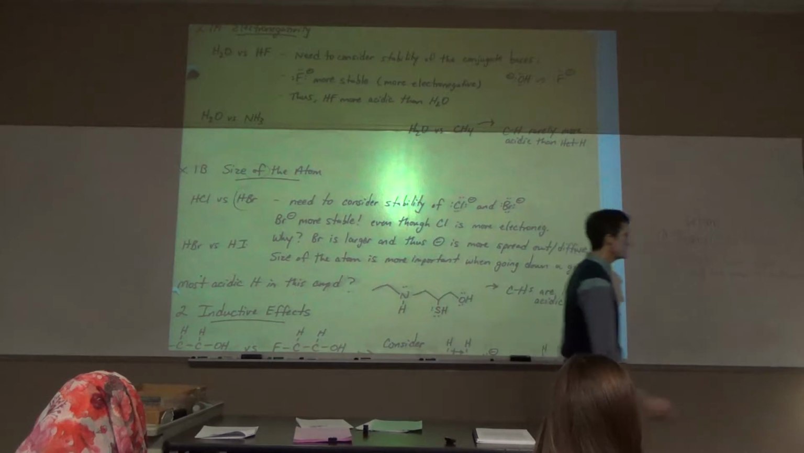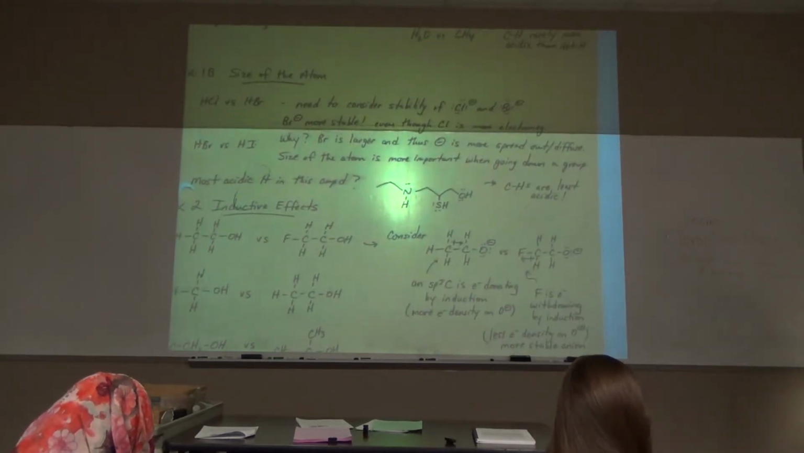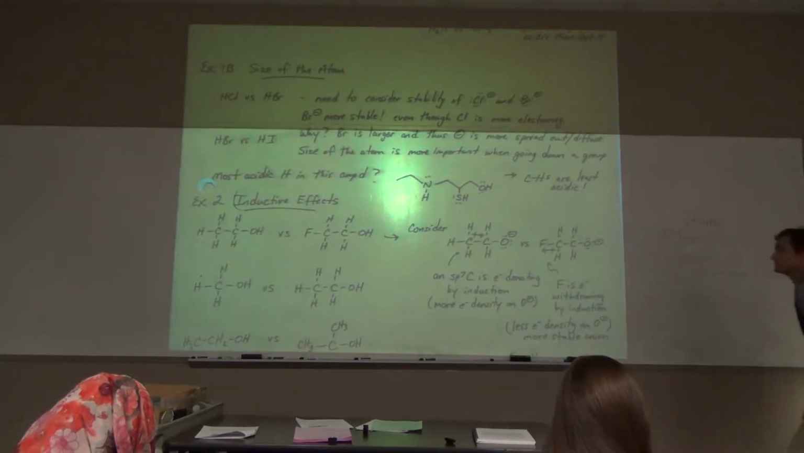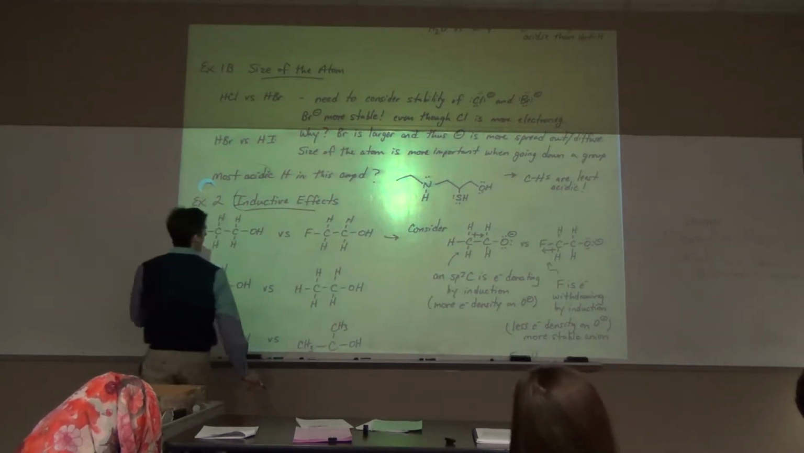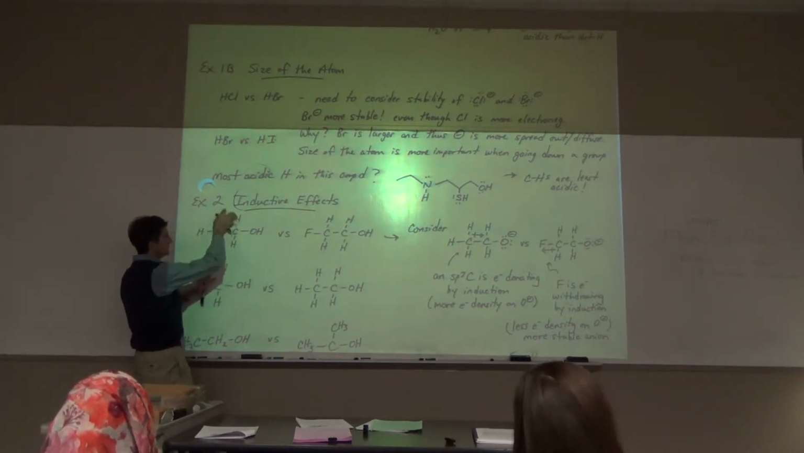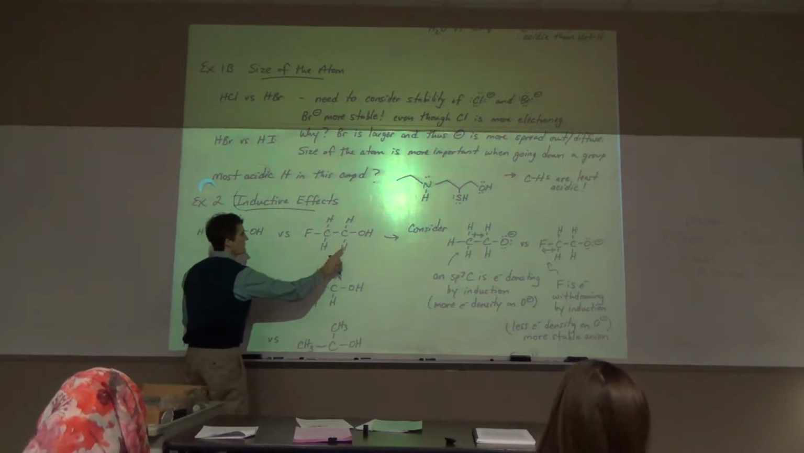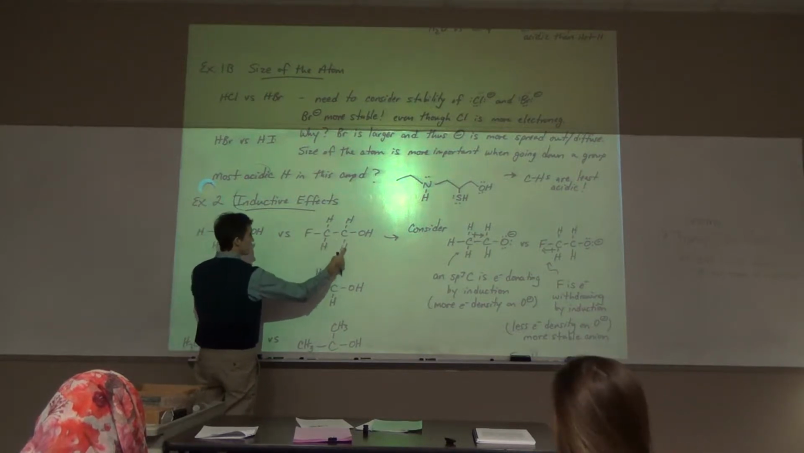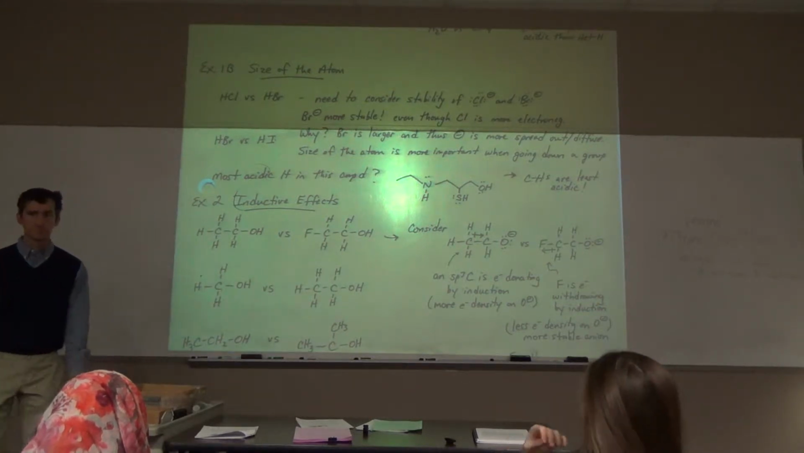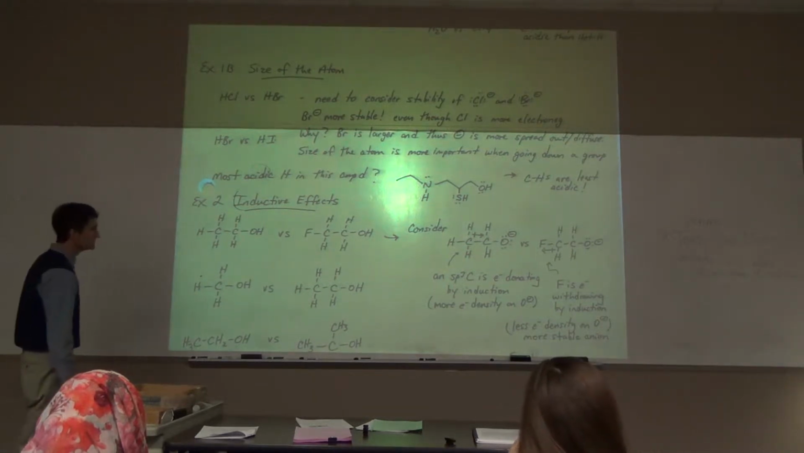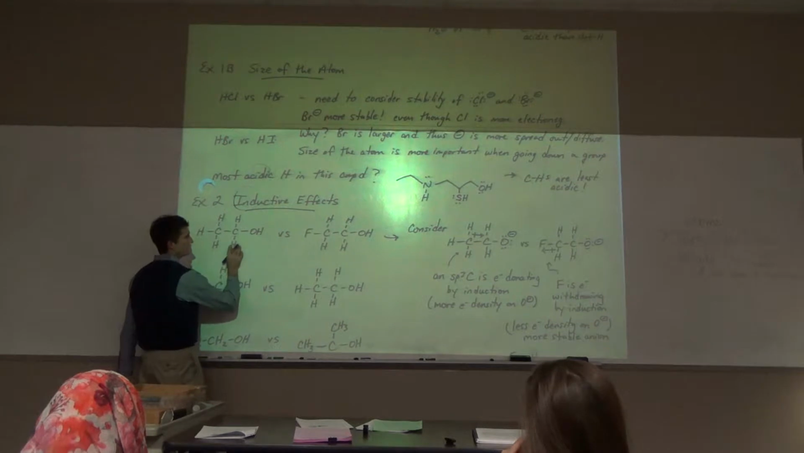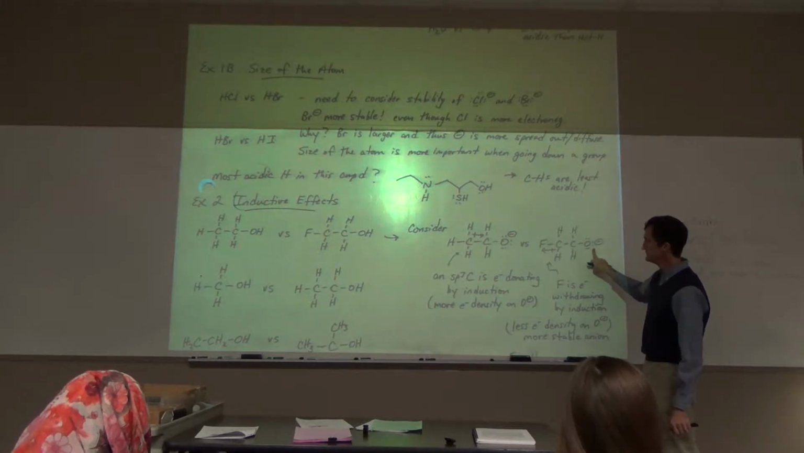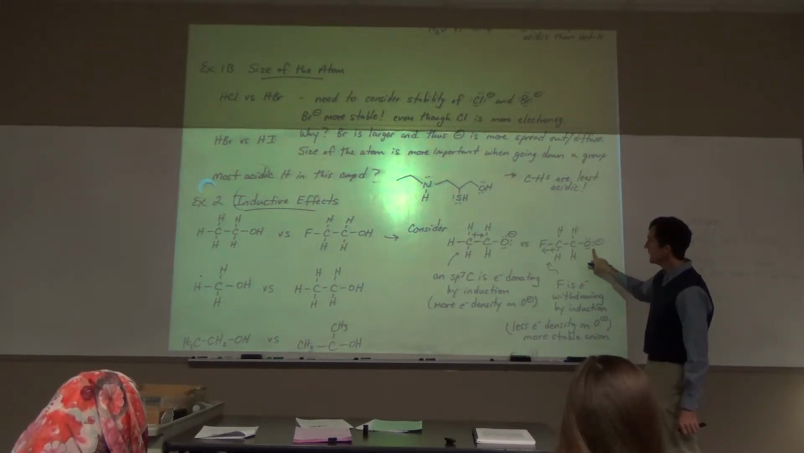Okay, number 2 is inductive effects. Look at these two alcohols, and I've drawn it out in full Lewis structure. The difference is this one has a fluorine here. This alcohol versus this alcohol. Which alcohol is more acidic? Well, we want to consider the conjugate bases, right? I drew those over here. Conjugate bases. The only difference is the F.